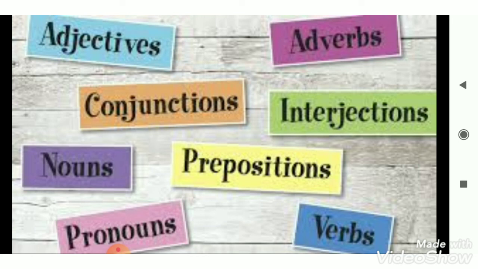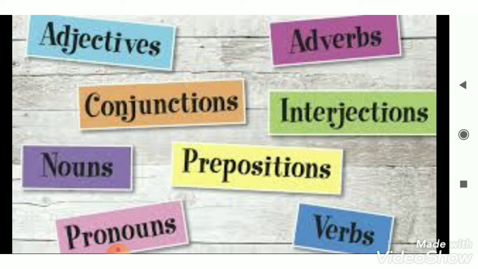Pronoun. A pronoun is used instead of a noun. Sheila is a good girl. She goes to school every day. So here she is a pronoun. Preposition. A preposition is a word that denotes the relationship between two objects. Sheila brought a new pencil box and she kept it under the table. So here under is a preposition.